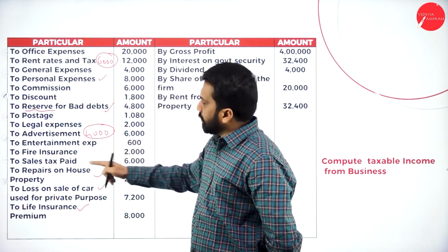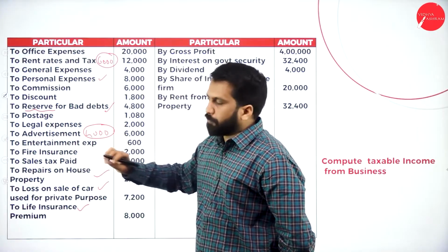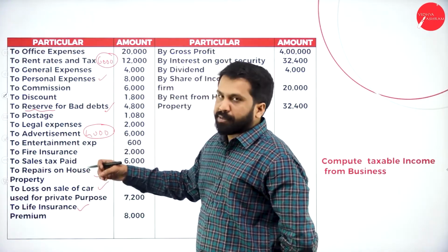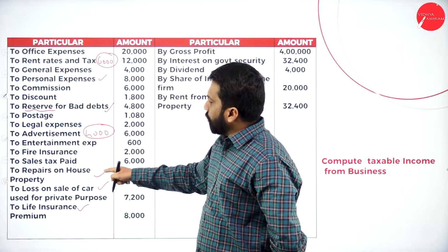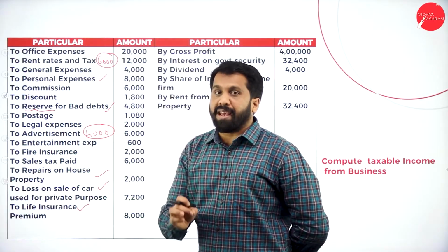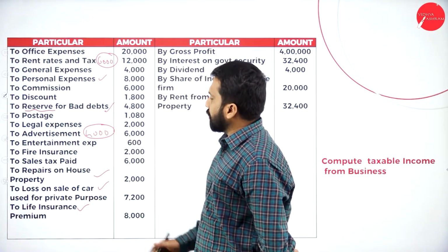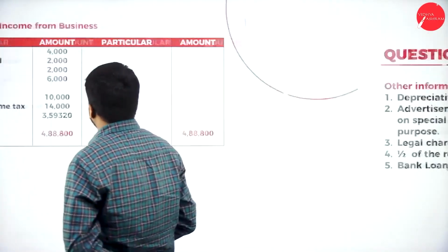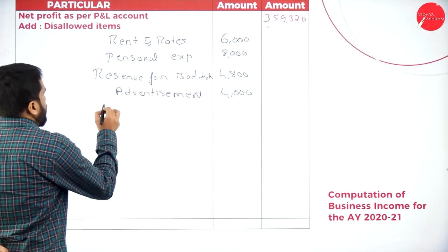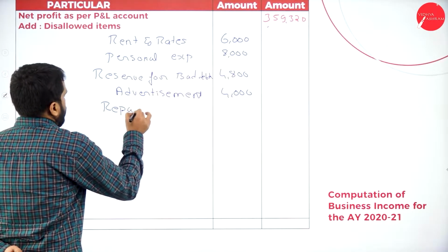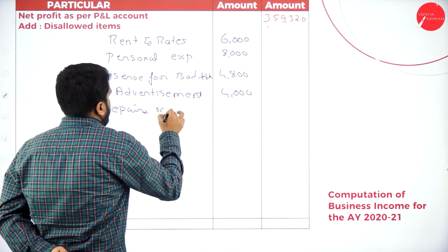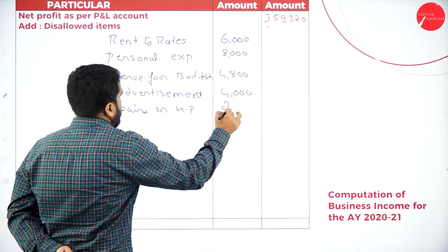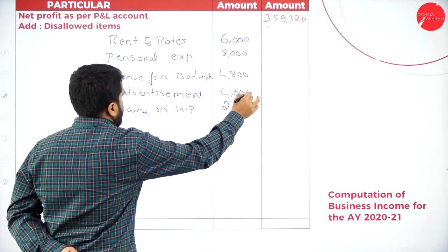Next, after advertisement, entertainment is part of the business. Fire insurance, part of the business. Sales tax, part. Repair on house property, we have 2,000 to consider. Repair on house property is 2,000.